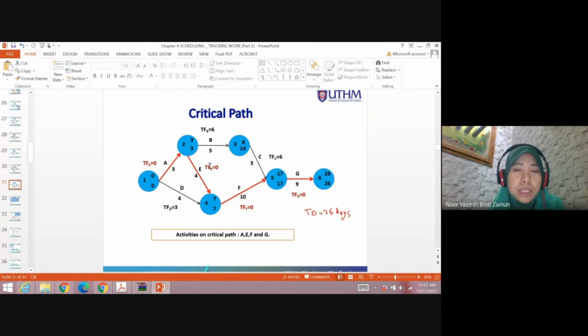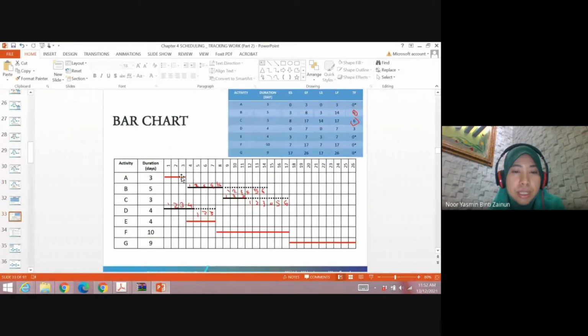So after activity A finish, E can start. Okay. However, E do not have any float. After activity A finish, E can start. After A finish, tengok kat sini. Okay. A finish for 3 days duration. So E can start at the 4th day here.